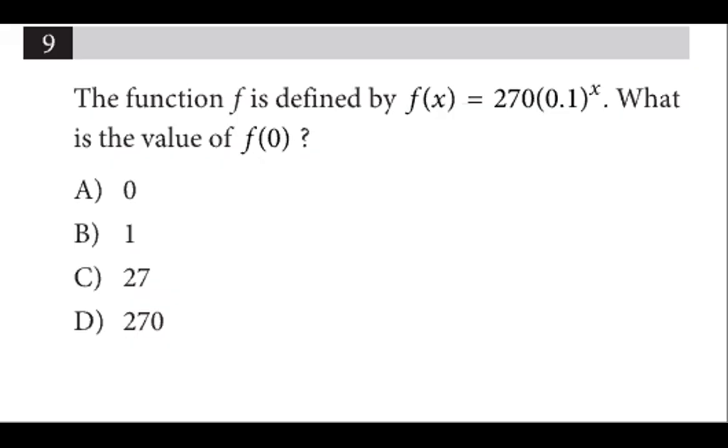Okay, so question 9, we have a function f of x equals 270 times 0.1 to the power of x. What is the value of f of 0? Well, f of 0 just means we plug in 0 for x. So anything to the 0th power is always equal to 1. So we have 1 times the original coefficient, which is 270. So the correct answer would just be 270. The answer is D.